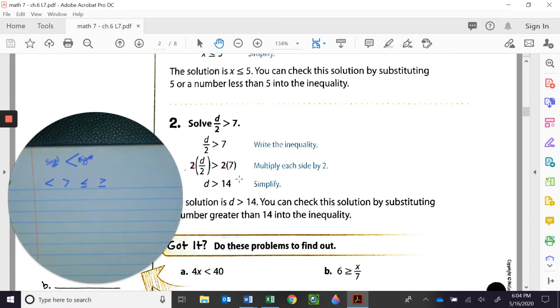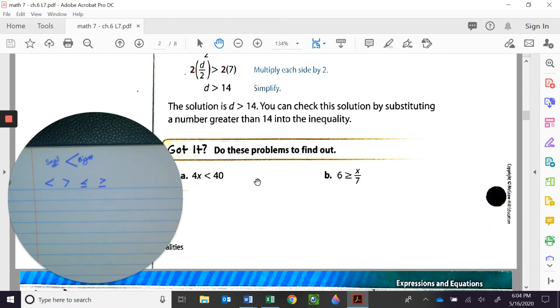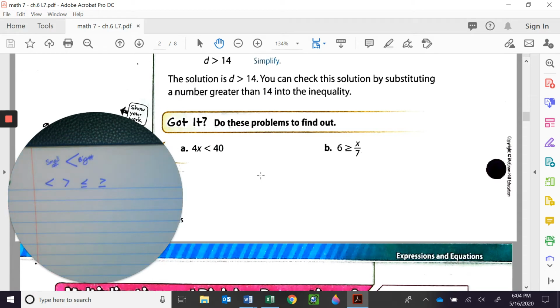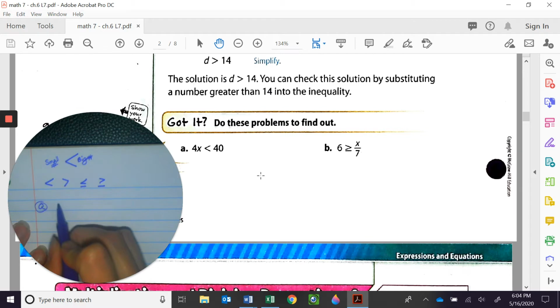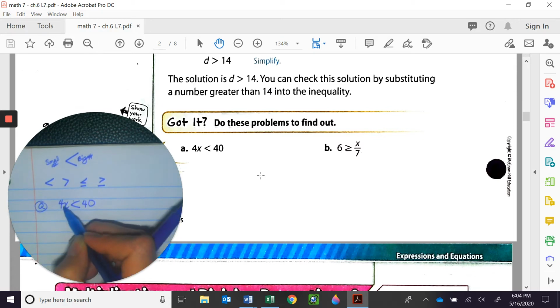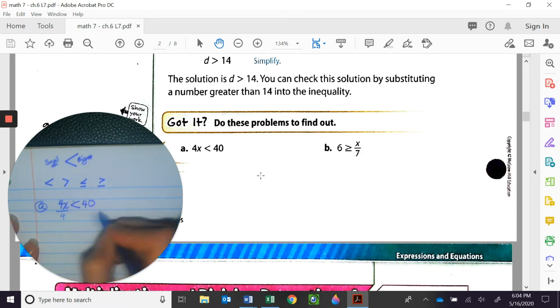So let's look at a couple examples that we actually have to do ourselves. Okay, so let's look at A. So 4x is less than 40. Okay, so because this is a multiplication problem, right? We see multiplication. Then we're going to divide by 4. And so we get that x is less than 10.